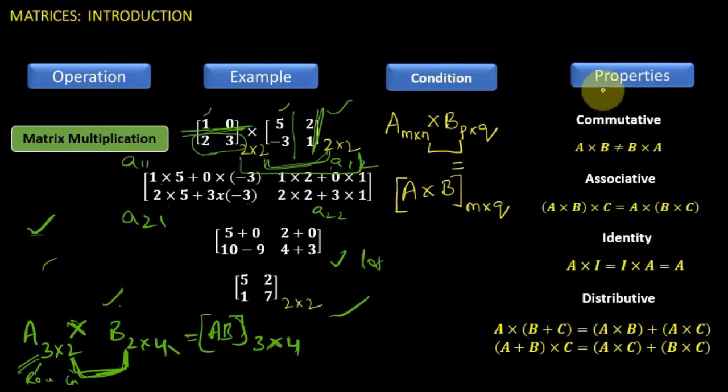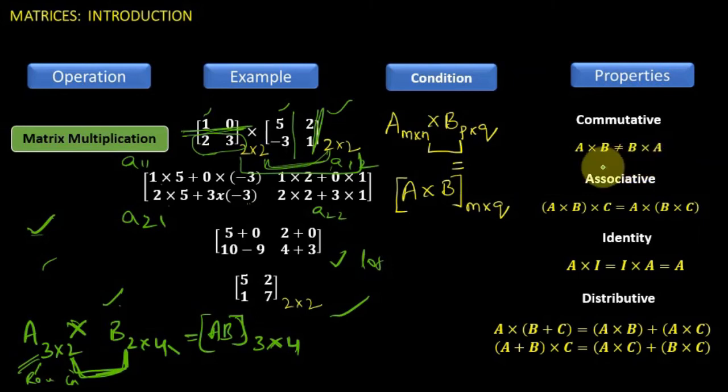Okay, now we'll see the properties of this matrix multiplication. Here, the commutative property: A into B is not equal to B into A. Right, A into B is not equal to B into A.